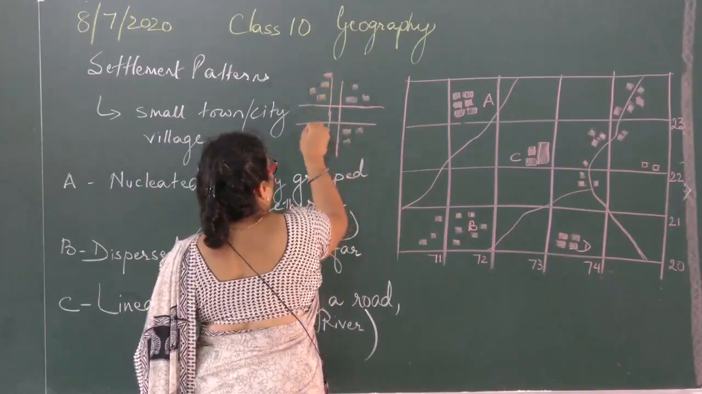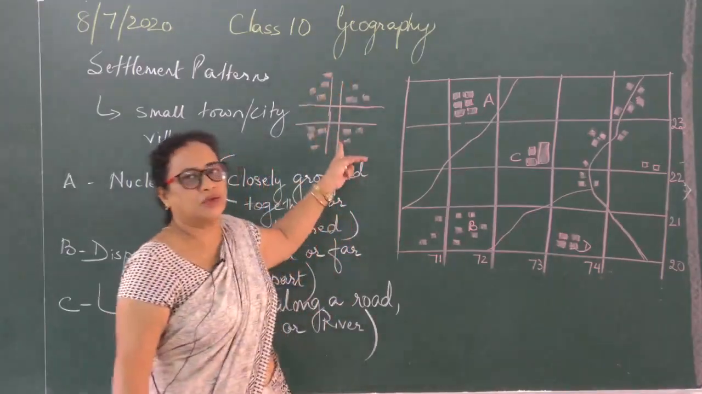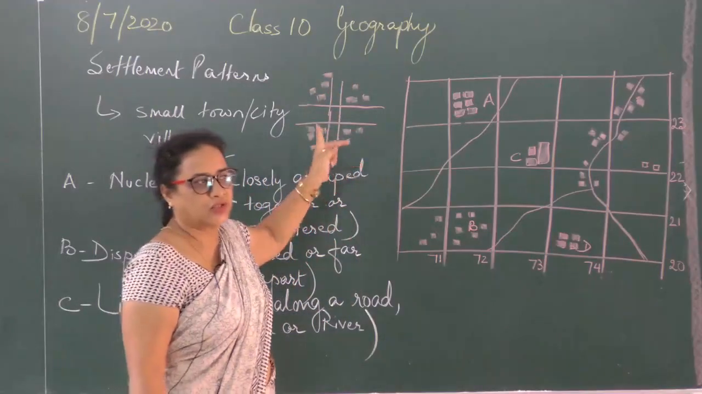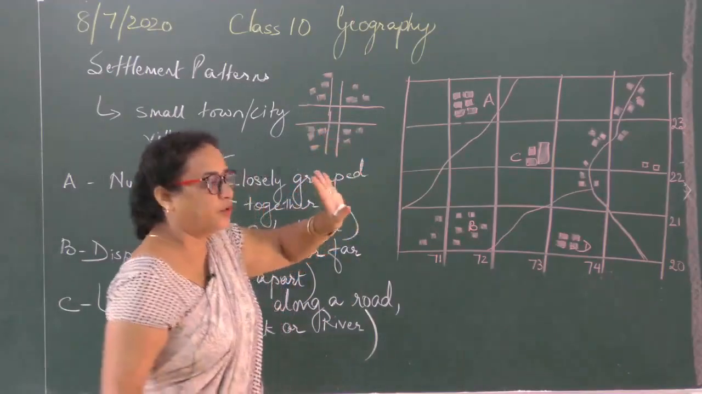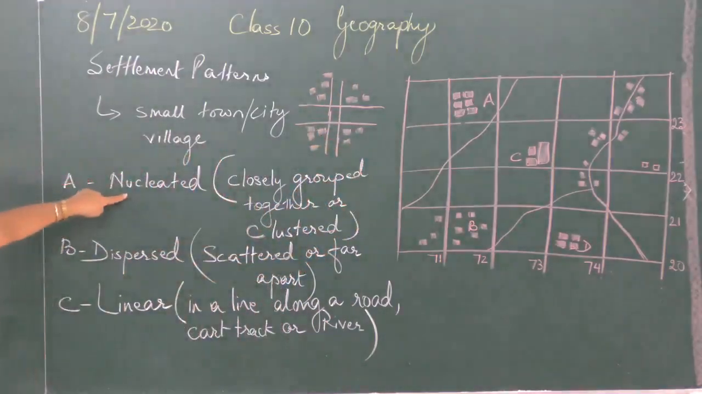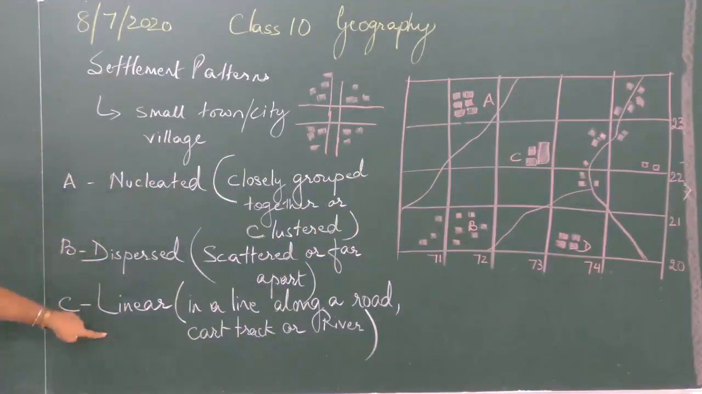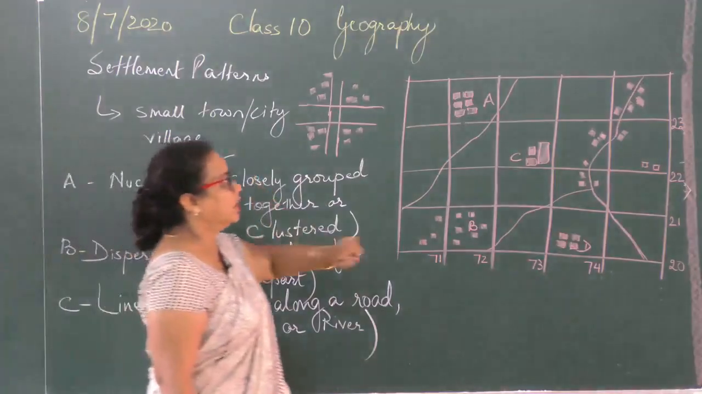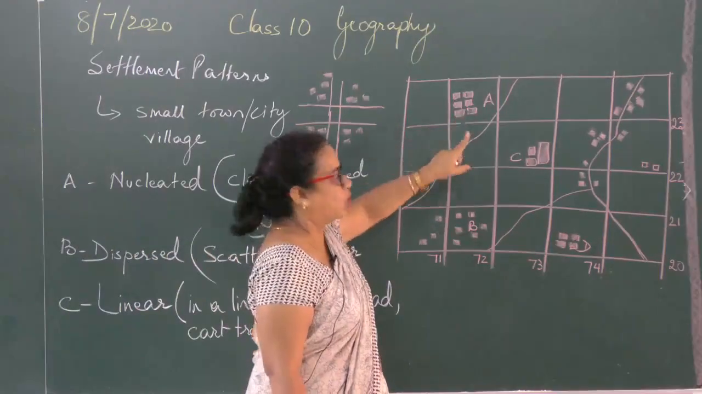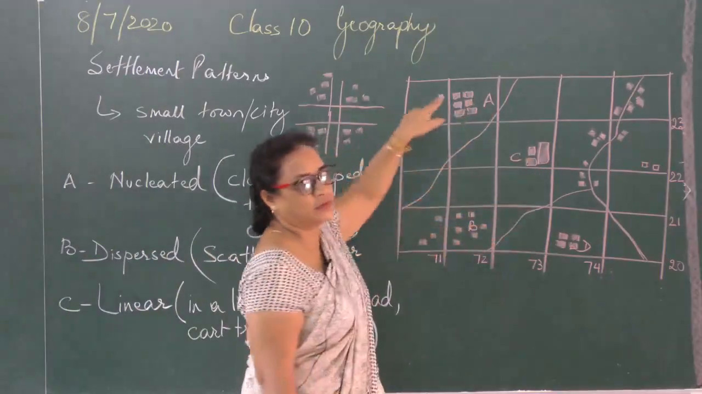This is a crossroad pattern. Again, this you do not get in your syllabus, so this also I am leaving out. Three important names to be remembered: nucleated, dispersed, linear. At least one question on settlements will come. Clear? And either only one settlement will be asked or for the entire region it will be asked.